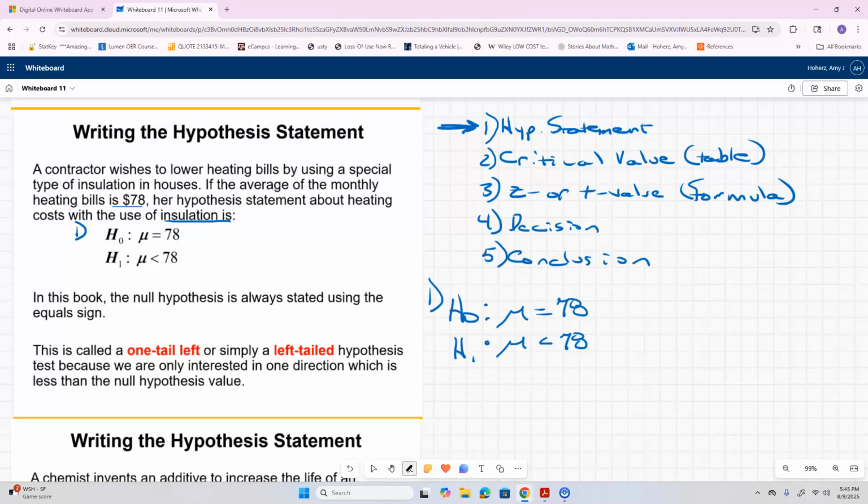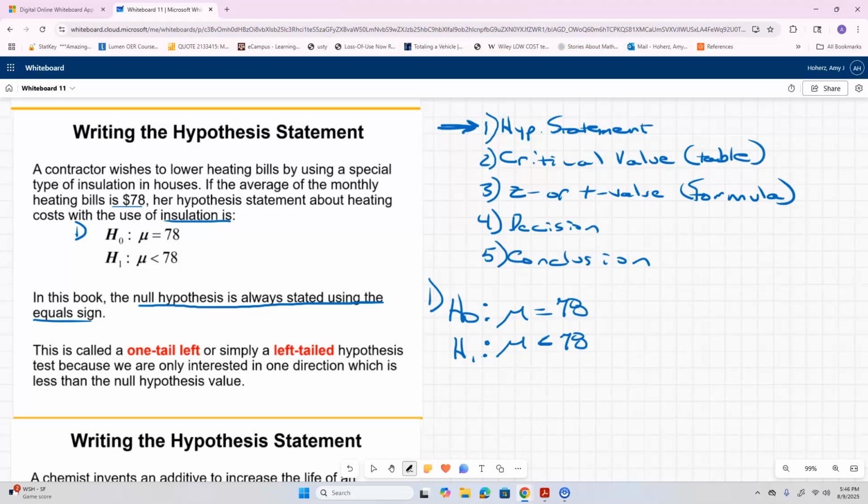Our hypothesis statement is that the status quo, the known average for heating bills, is $78, and she thinks that putting in the insulation will lower the heating bills. So that's our null hypothesis and our alternative hypothesis, and together that's our hypothesis statement. You can do this a little bit differently, but in our book, the null hypothesis is always stated using an equal sign. You can do this with a subtraction, but we're going to stick with the way the book does it, which is an equal sign.